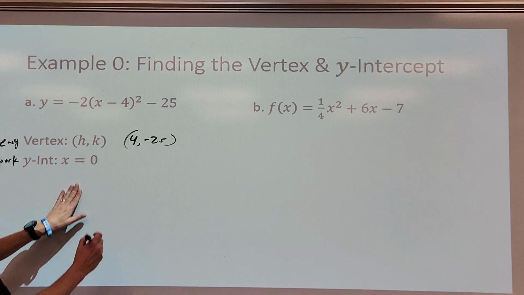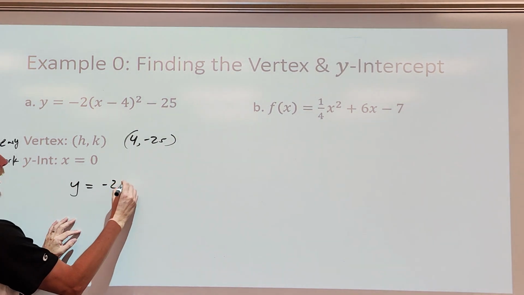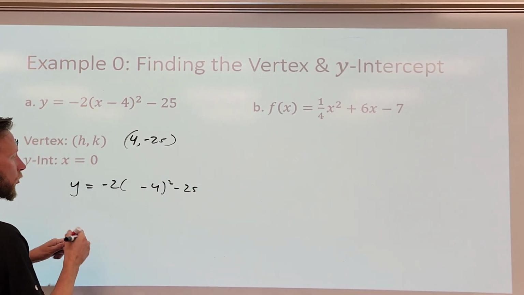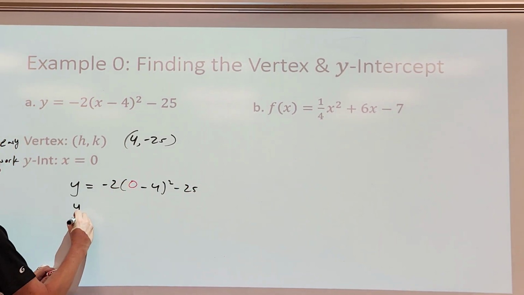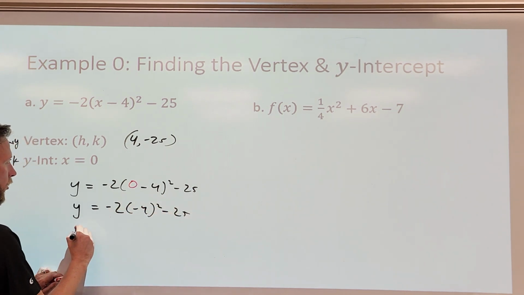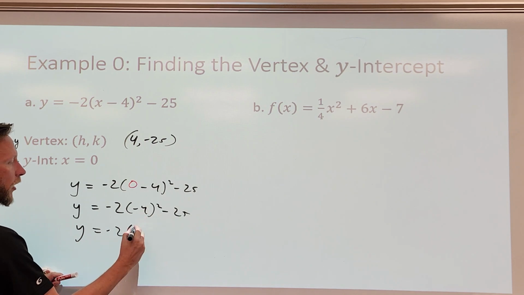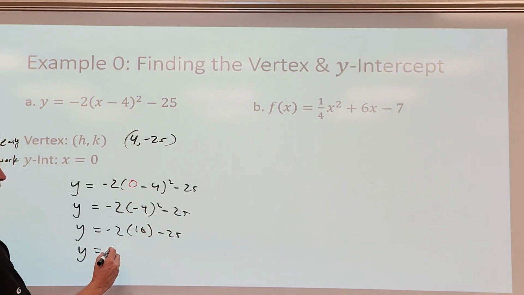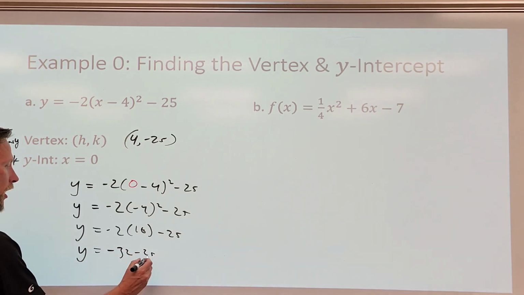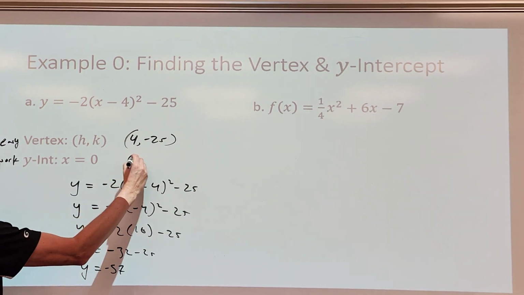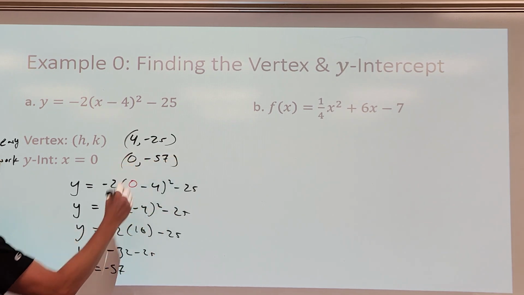But to find the y-intercept, we have to substitute x equals 0. And then we're going to have to do a little bit of math, evaluate this expression, following the order of operations. We have negative 4 squared is going to give us positive 16. Negative 2 times 16 is going to give us negative 32. And then negative 32 minus 25 is going to be negative 57. And so the y-intercept is 0, negative 57.